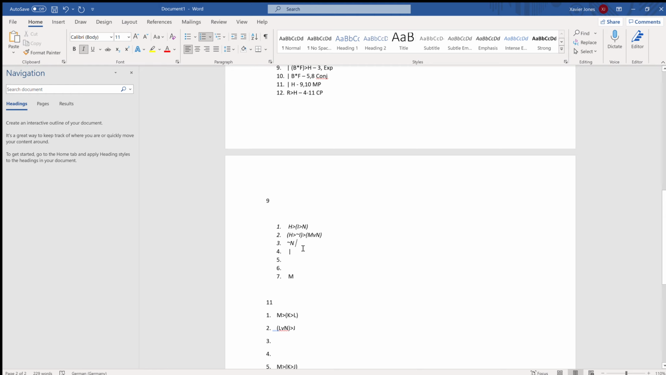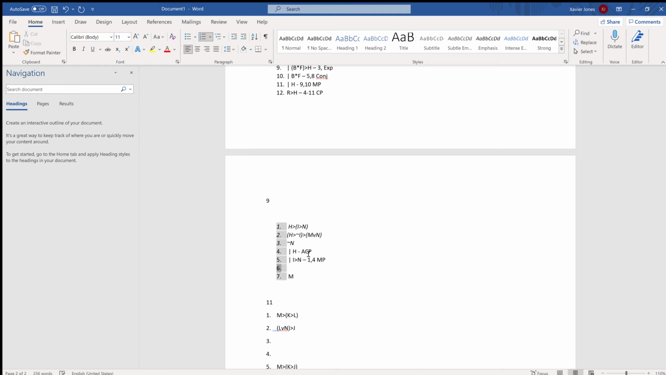So let's do conditional proof of H. Let's start off with H. So you can kind of see where my mind is going, right? So now we can get if I, then N, using lines 1 and 4, modus ponens.